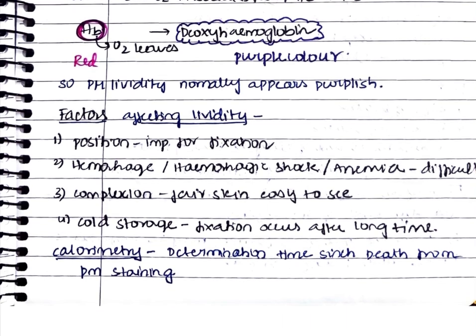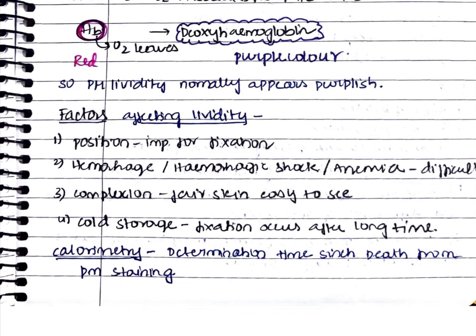So factors affecting lividity. One is position. Obviously, if you frequently change the position, the body cannot fixate, right? So it is important for the body to stay in a particular position for the postmortem lividity. If not, fixation will not occur that fast. Hemorrhage or hemorrhagic shock or anemia. See what happens in anemia, there will be less blood, right? Less hemoglobin and fewer RBCs. So because of that, you cannot appreciate that discoloration. In hemorrhage, there will be blood loss again, and in hemorrhagic shock. These are the conditions where blood loss or RBC loss is happening. That's why you cannot appreciate this postmortem lividity.